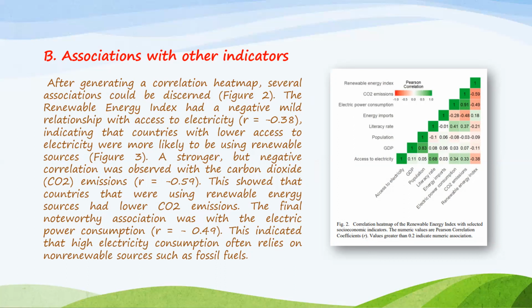A stronger but negative correlation was observed with carbon dioxide emissions. R is equal to minus 0.59. This showed that countries that were using renewable energy sources had lower CO2 emissions. For final power consumption, R is equal to minus 0.49. This indicated that high electricity consumption often relies on non-renewable sources such as fossil fuels.